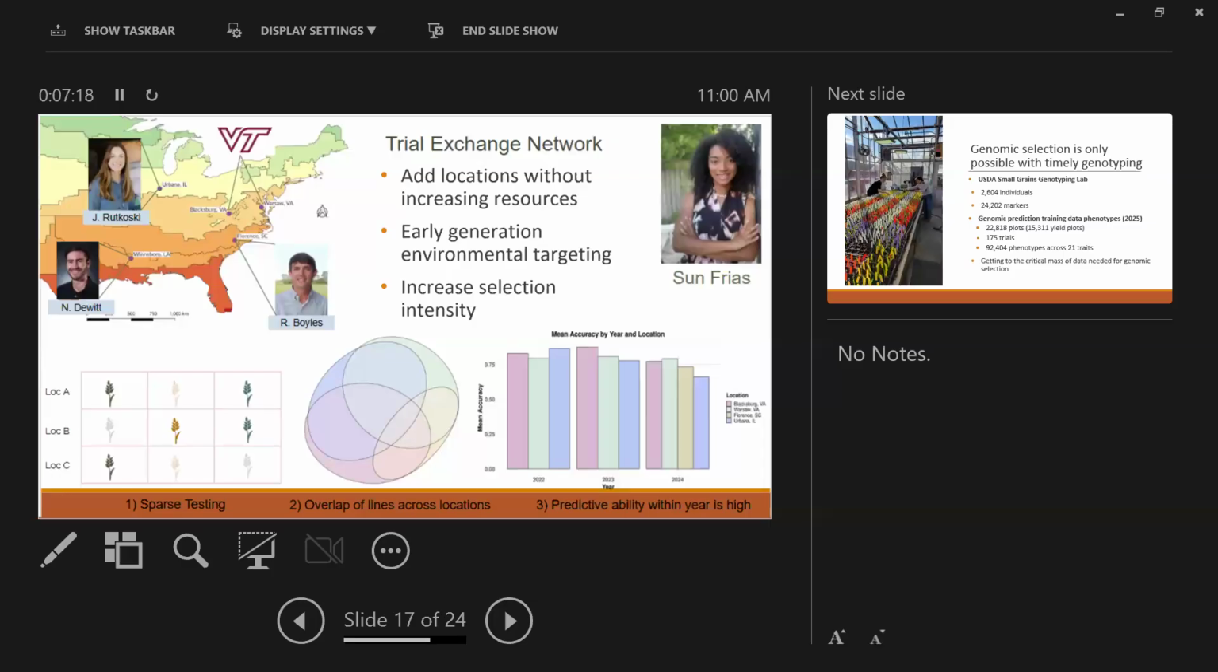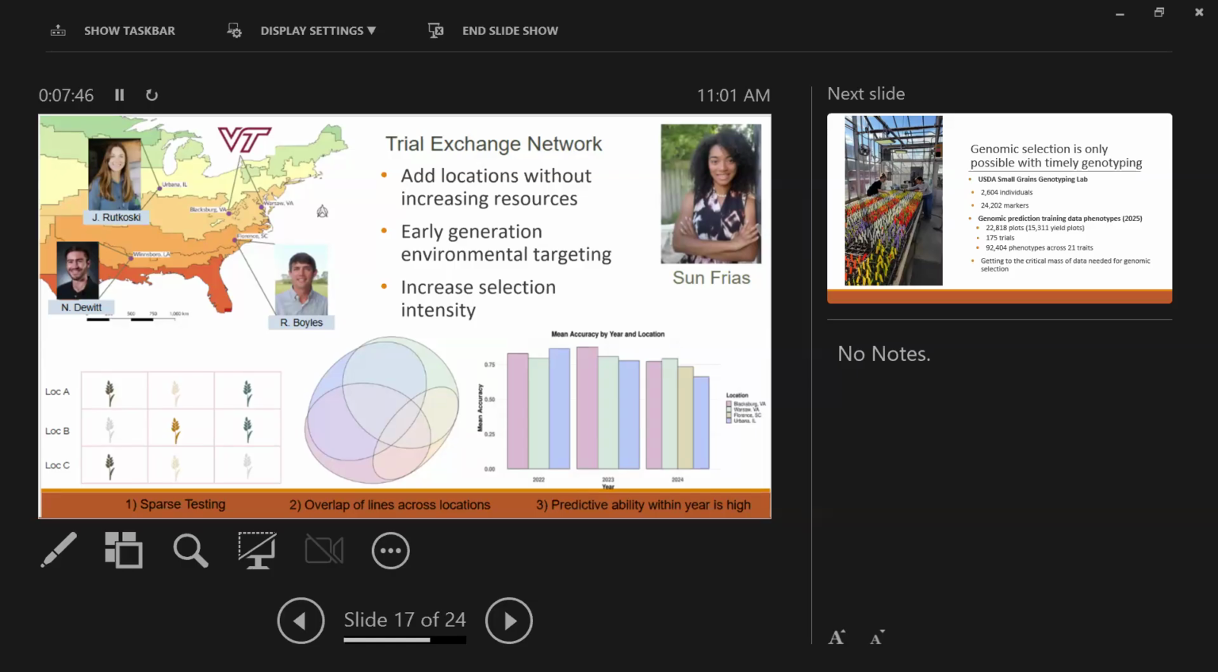So not all individuals are in every location. There is a slight overlap, that is not showing up there very well. I'm so sorry, I just realized lines don't look great on there. That's okay. But not every individual is repeated in every location, but every family, again, is still repeated. And we're able to add locations without increasing resources.